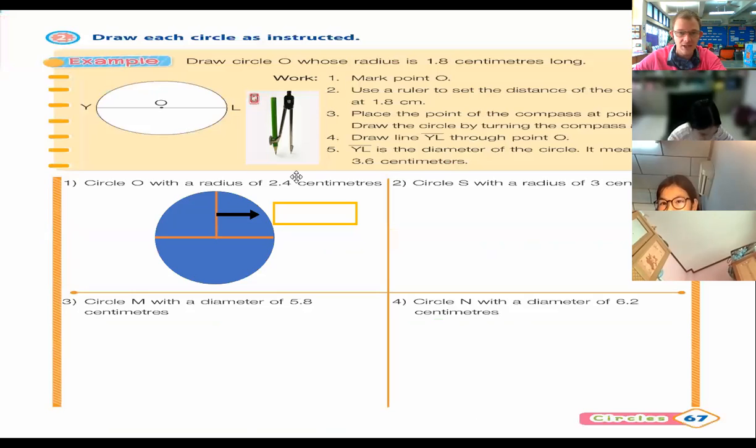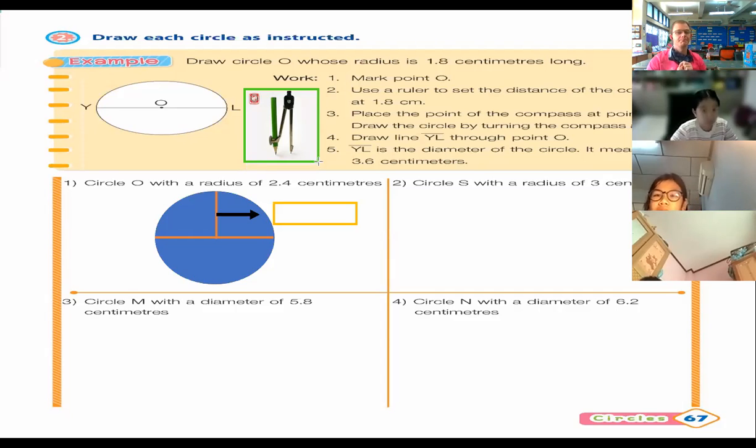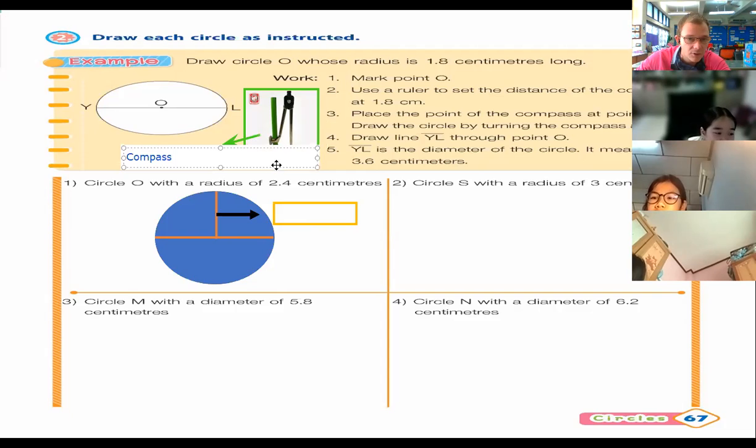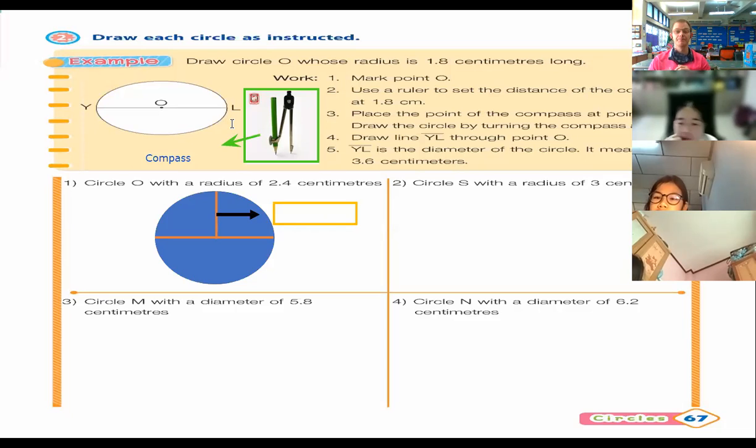So the first thing they want us to do is explain how we draw a circle. Now, in order to draw a circle, we need to have the following instrument. I put a picture down for you here. Who can tell me, what do we call this mathematical instrument? A compass, excellent. We need a compass to be able to draw a circle as accurately as possible.